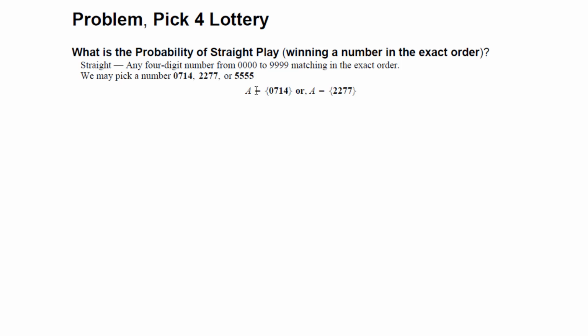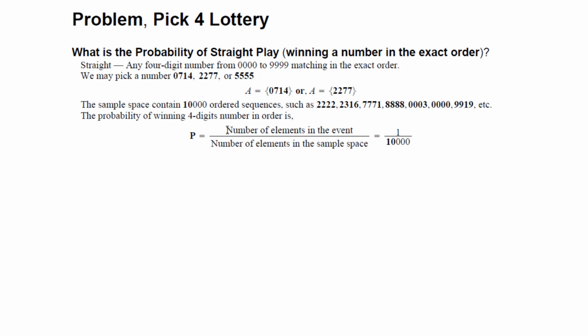So in such case we have only one choice, so the event has only one outcome, and all the possible outcomes are 10,000 tickets. So we divide the number of elements in the event over the number of elements in the sample space, and that is 1 out of 10,000. So if we play around 10,000 times the same numbers, we are expected to win once.